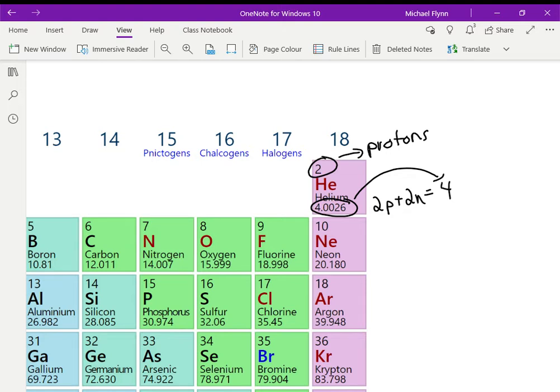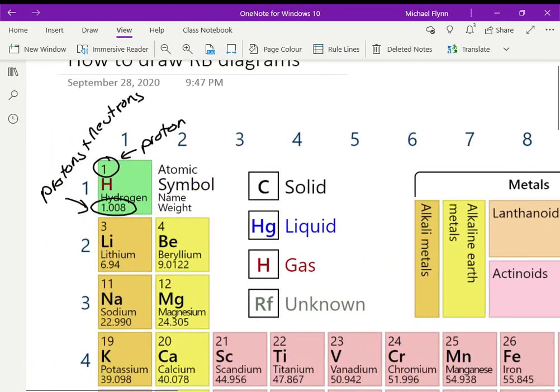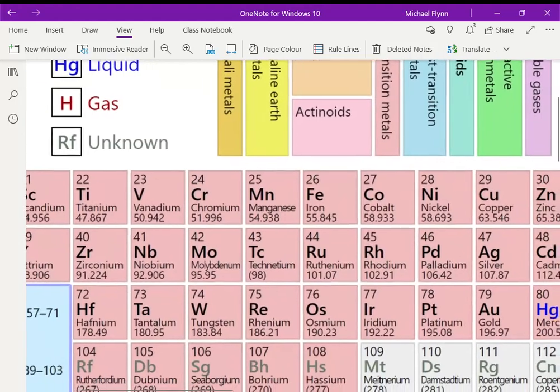Now we start a new row. We start a new period at element number 3. So lithium has 3 protons. That's how many protons it has. And this you would round to 7. So there must be 4 neutrons, because 3 plus 4 adds up to 7. See, that's how you figure out how many neutrons something has. Now if you go down here, let's pick something more difficult.